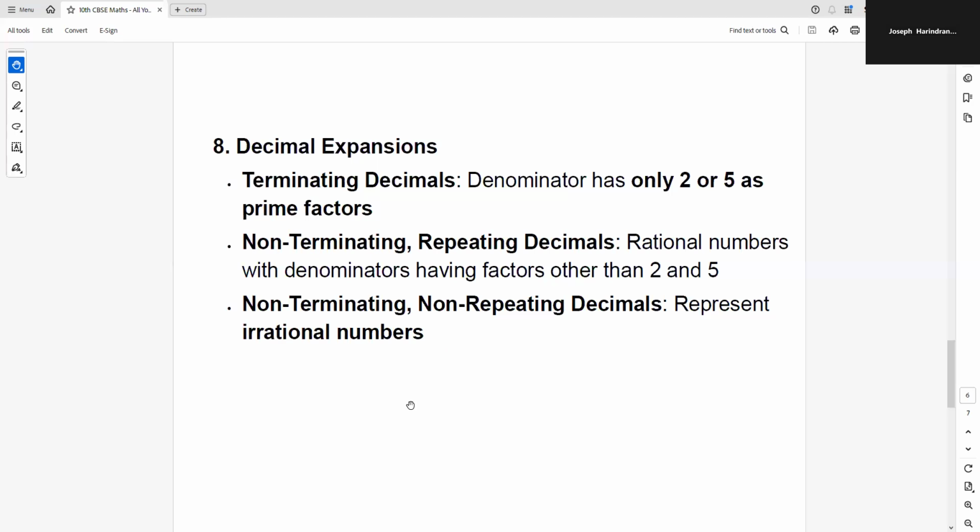Decimal expansions. The decimal expansions of real numbers are of three types. Terminating decimals: the denominator has only 2 or 5 as prime factors. Example, 3 by 10. 10 is just 2 into 5. 3 by 8, for example, has 2 cubed, 2 into 2 into 2. So you find either 2 or 5 or both as the prime factors of the denominator. Then it is a terminating decimal expansion.